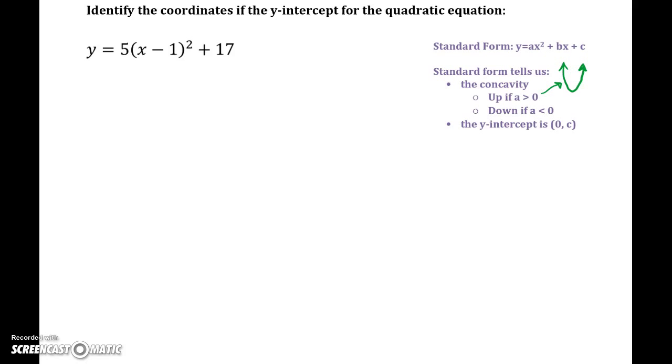So that's what concave up looks like. And if the value in front of the x squared, or the leading coefficient, is negative, it's going to be concave down. And when it's concave down, what it looks like is it's going to open down. Sometimes we think of it as happy face for concave up and sad face for concave down. The other thing that standard form tells you is it will tell you the y-intercept.